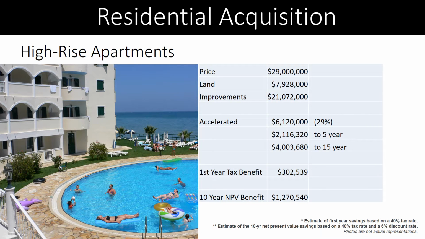In this next example, a high-rise apartment building with significant land improvements was acquired for $29 million, with about $20 million of that represented by depreciable assets. Of that, approximately 29% was reallocated to 5 or 15-year. The first tax year benefit was $302,000, 10-year net present value over $1.2 million. As with the first example, these results reflect application of cost segregation immediately after acquisition.